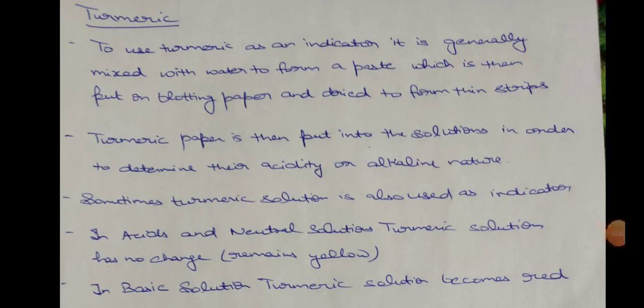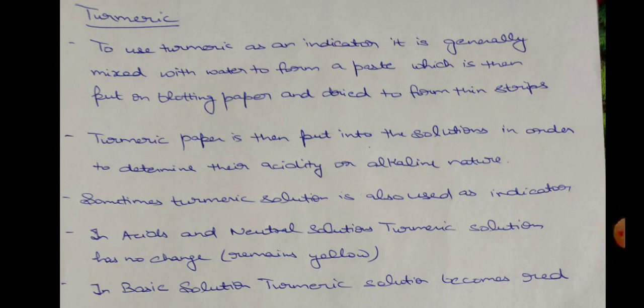Now let's look at another indicator, that is turmeric. A very common spice that is present in all the houses. Now how to use it as an indicator? To use turmeric as an indicator, it is generally mixed with water to form a paste, which is then put on blotting paper and dried to form thin strips.